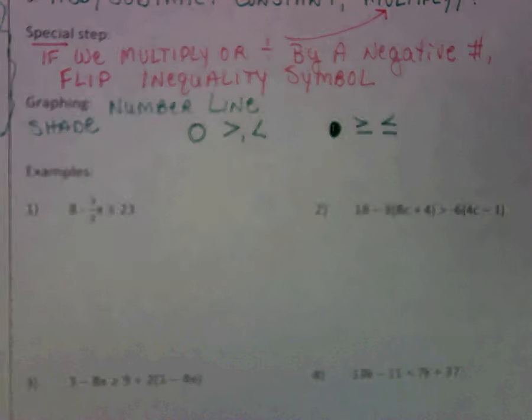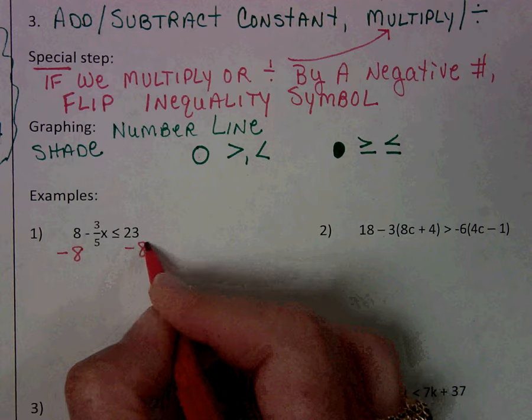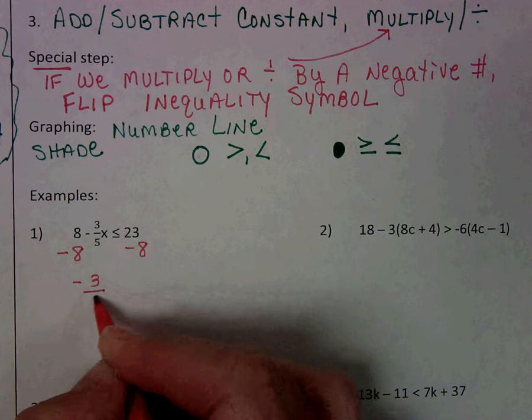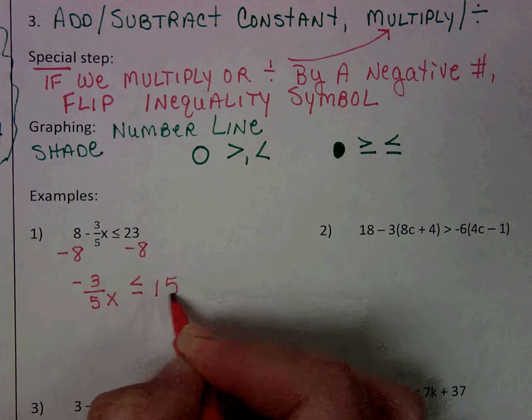In number 1, we don't have any parentheses. We don't have any like terms. This is just a basic 2-step inequality. So I'm going to go ahead and skip to the add or subtract phase of our constant. So we're going to say minus 8. This gives me negative 3/5 x is less than or equal to 15.